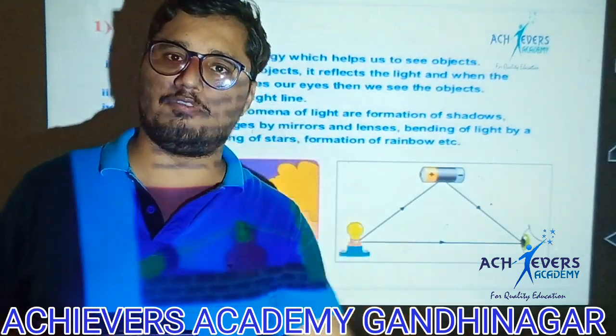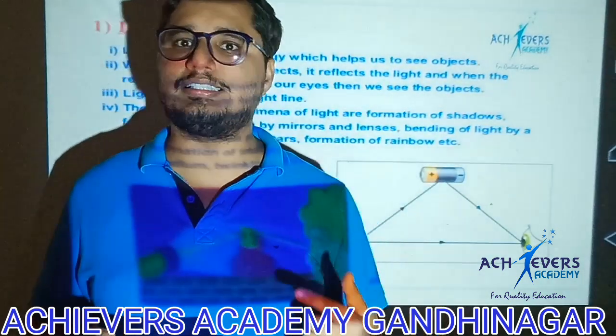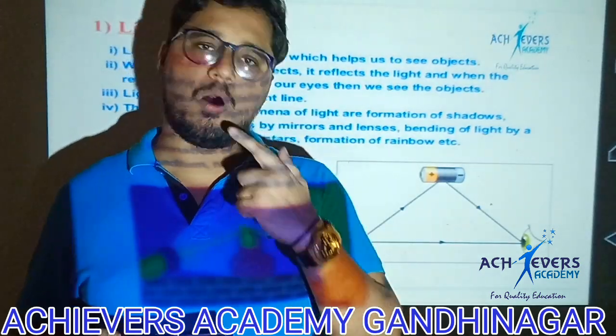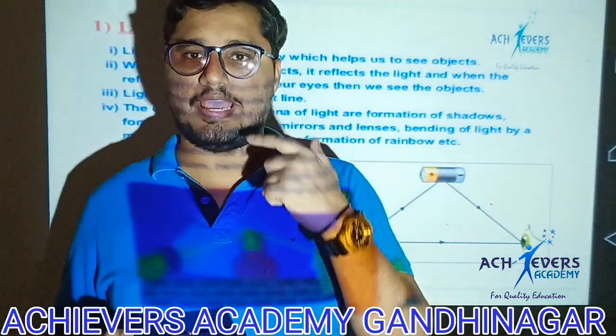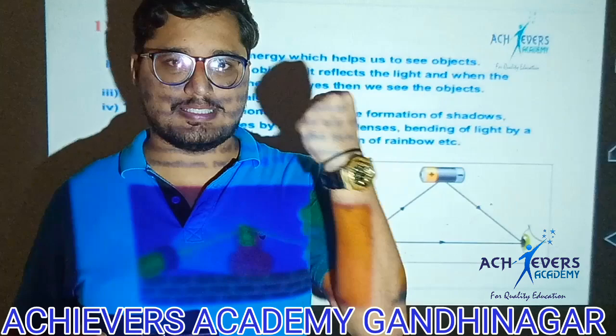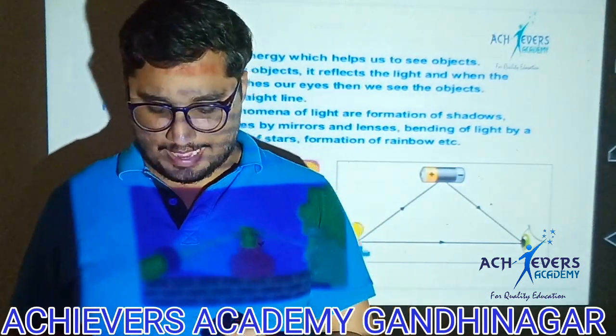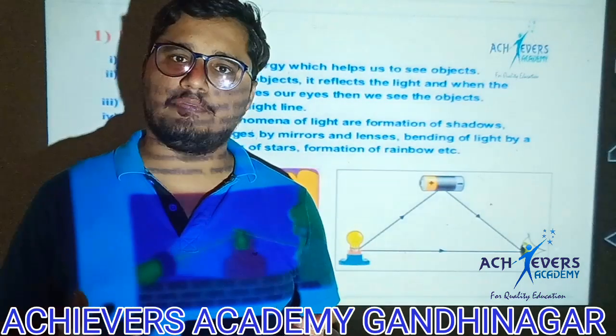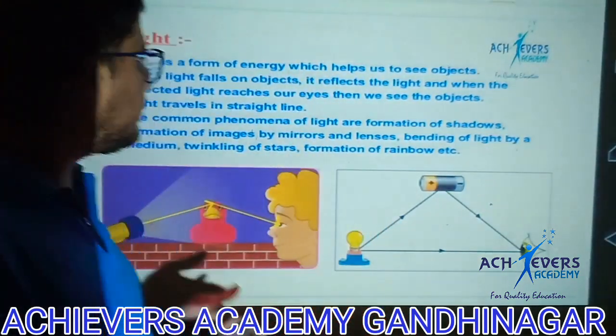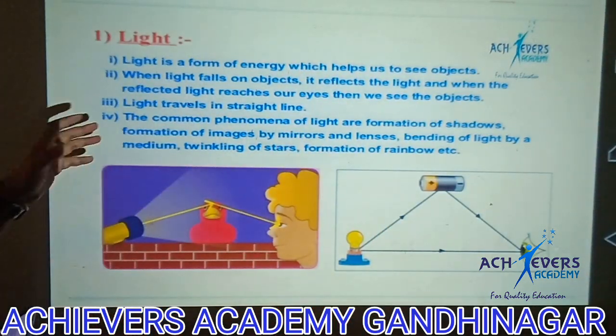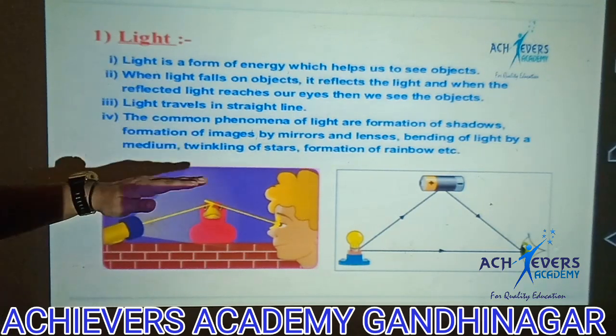What is the sensation of vision? Like we have different senses in our body, like our eye, our tongue, the olfactory sense like the nose, and the skin. These are the senses we have. Similarly, our eye gives the sense of light. So we have seen different phenomena of light. Light is a form of energy which helps us to see.